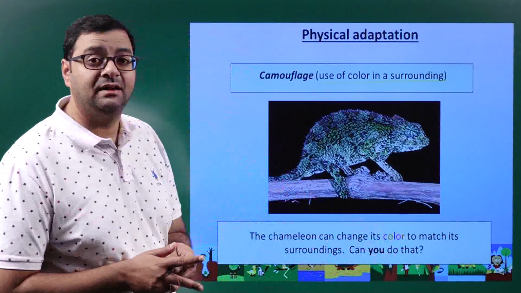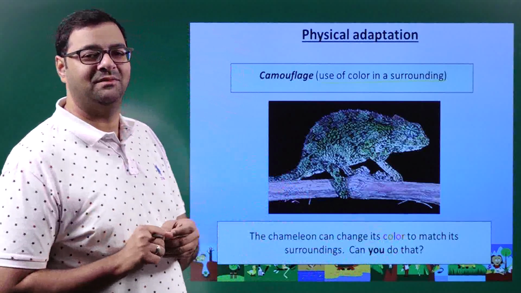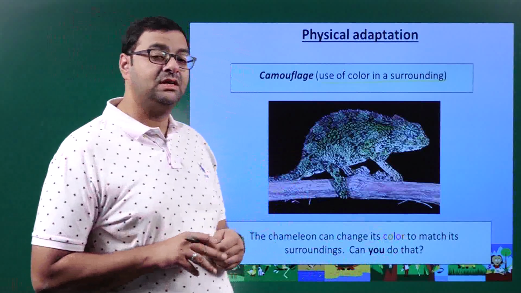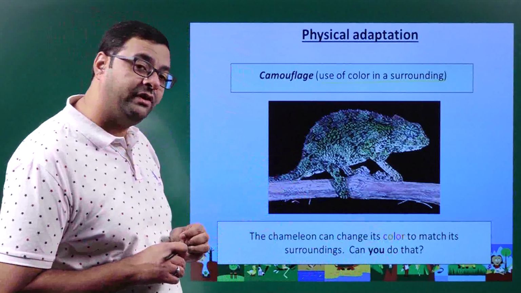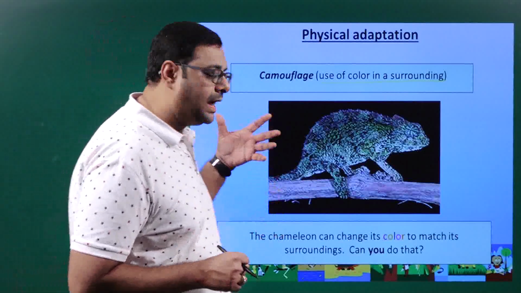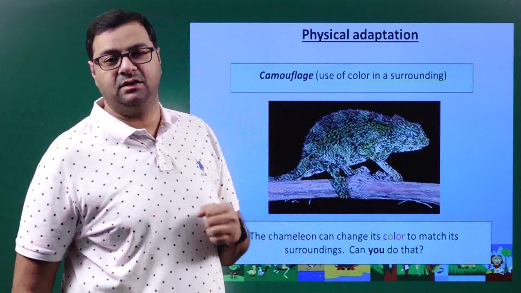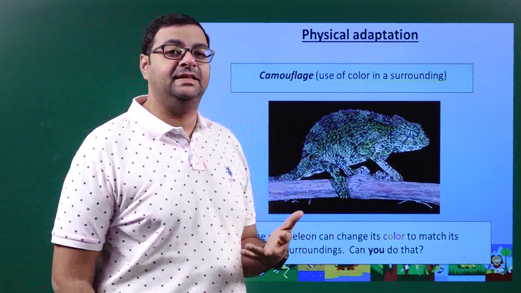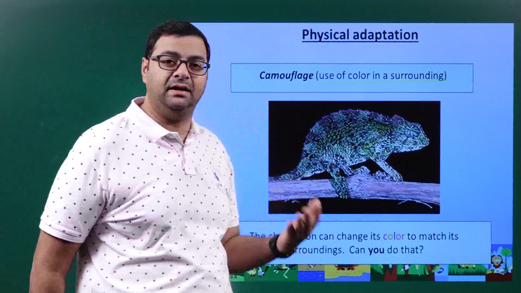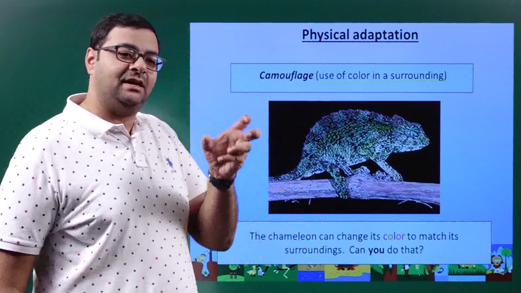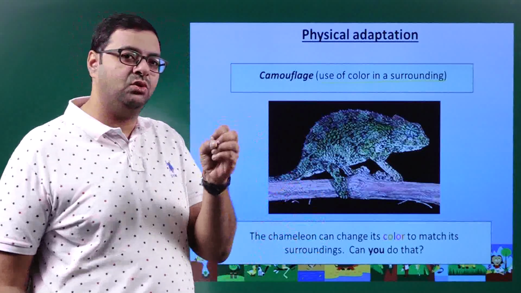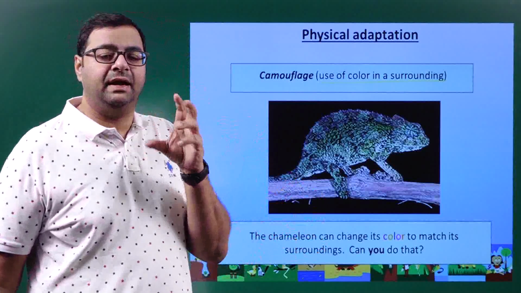Now, can we do that? No, you cannot do it. But the chameleon can, because in order for it to survive, it has to achieve some defense mechanism, and also in order to hunt other organisms, for example insects, which are its main diet. It has to camouflage itself because it has to go a little closer to the prey and catch it.